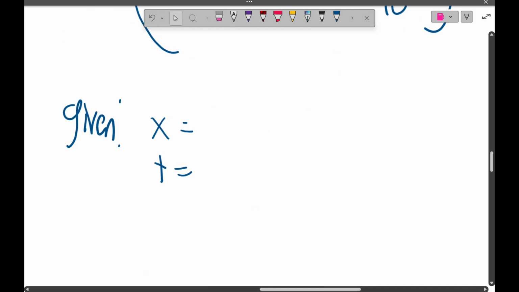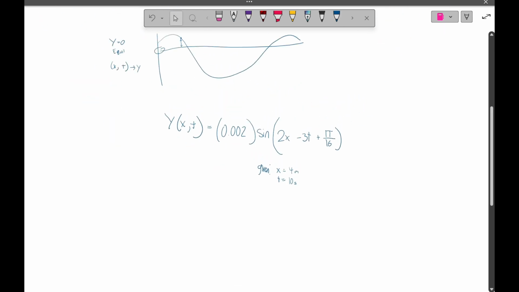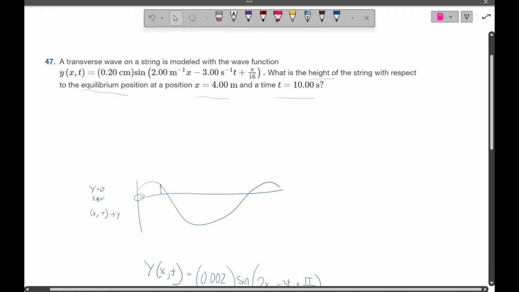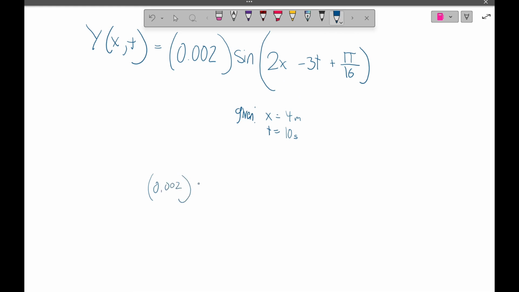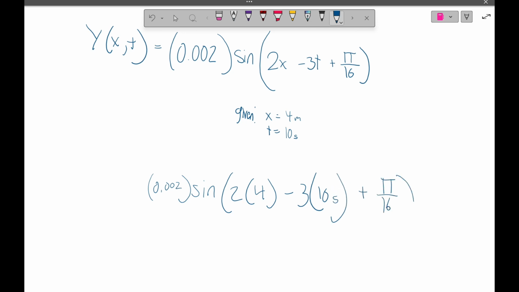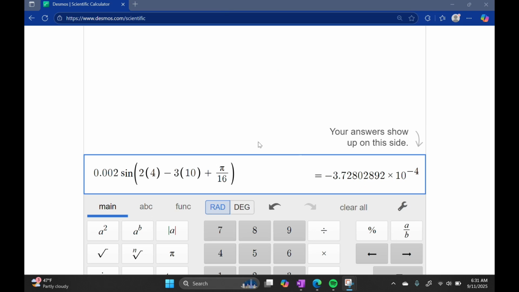So you start to see what this function is asking. It's saying, again, where am I on the string and what time is it with respect to when I started my stopwatch. Height of the string, with respect to the equilibrium position. So all you have to do in this case is plug stuff in. Okay, we get 0.002 sine of 2 times 4 meters minus 3 times 10 seconds plus that little phase shift, pi over 16.